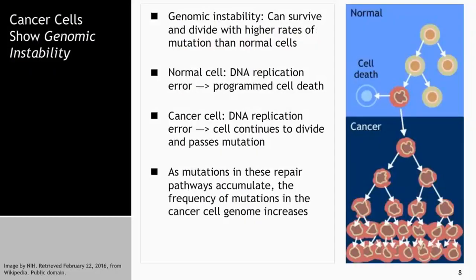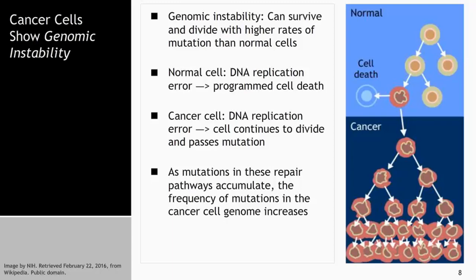In addition, cancer cells show a great deal of genomic instability. Genomic instability describes how cells can survive and divide with higher rates of mutation than normal cells. So in a normal cell, a DNA replication error results in programmed cell death, or apoptosis, which you can see in the lighter colored box over to your right. In a cancer cell, with the same DNA replication error, cells continue to divide and pass that mutation on to daughter cells.